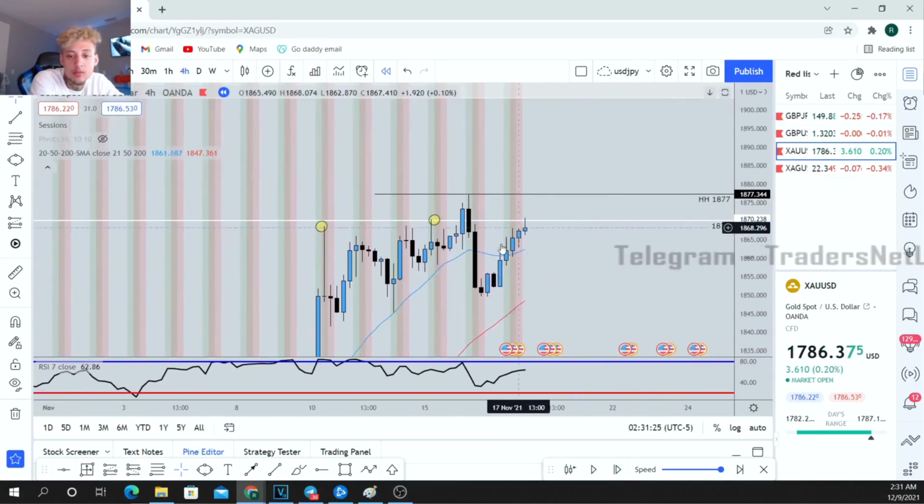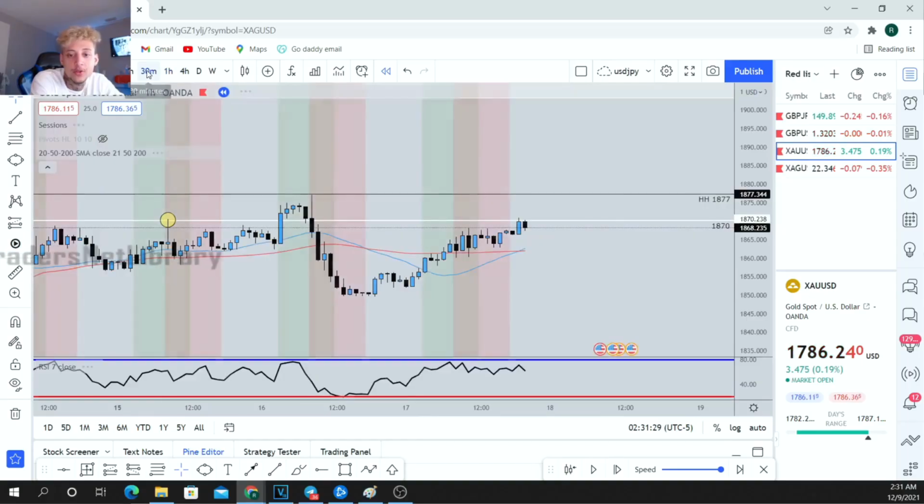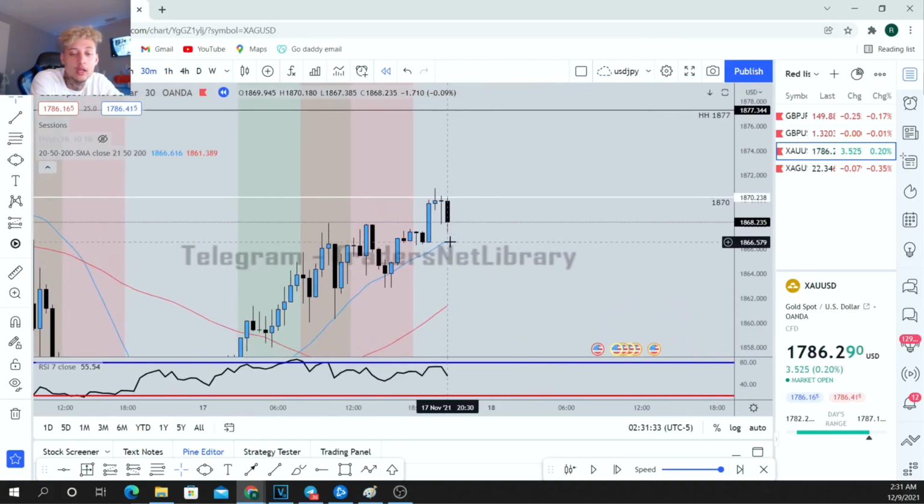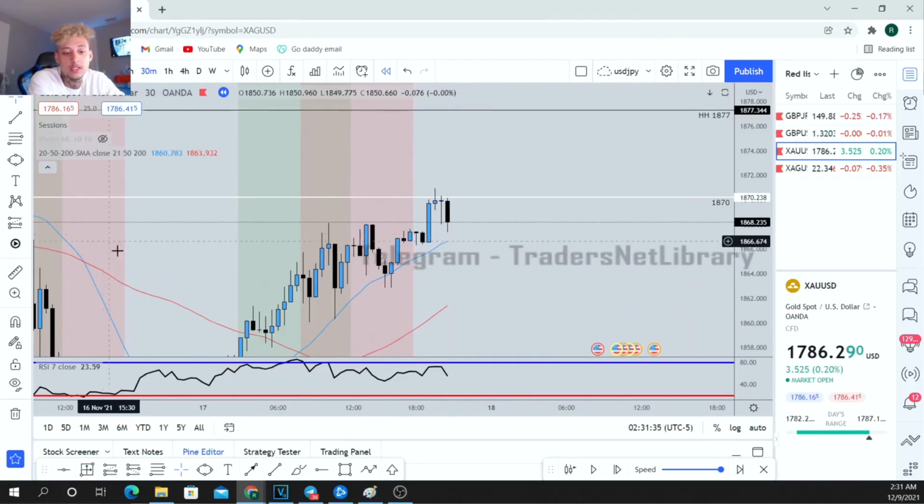So notice how price came all the way back into resistance for another retest. This is literally your chance to get in the market. Now we have a bearish engulfing here on this 30-minute time frame.